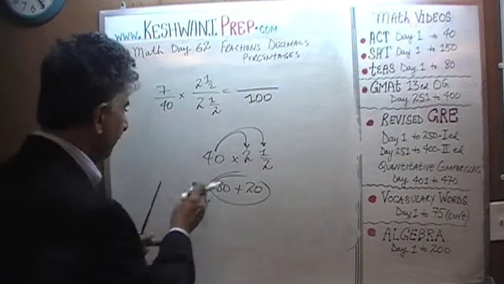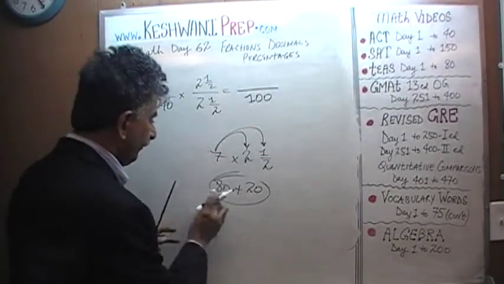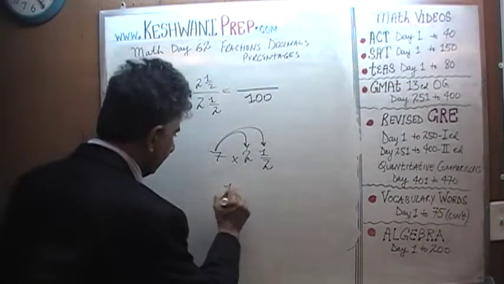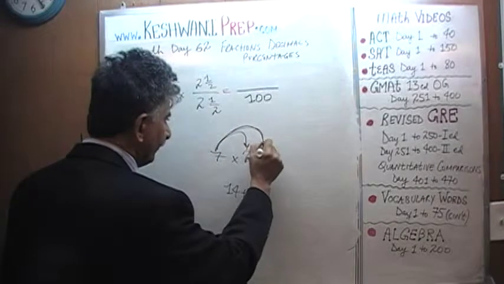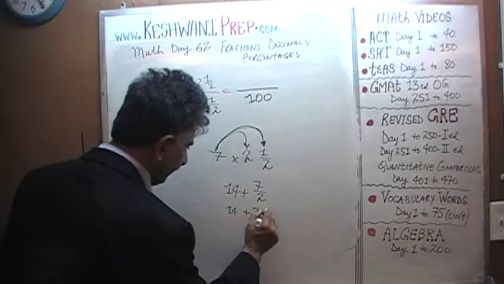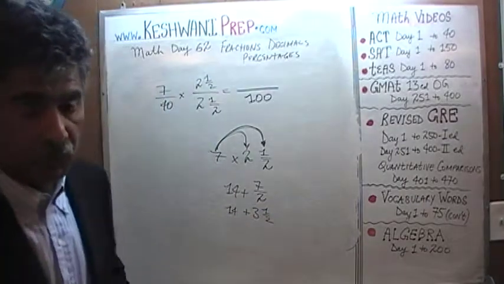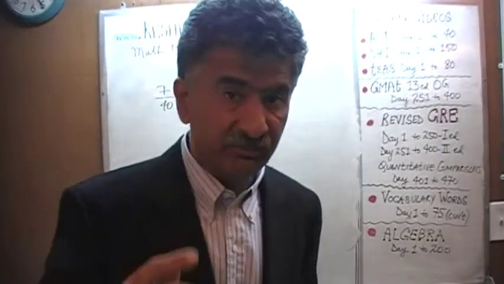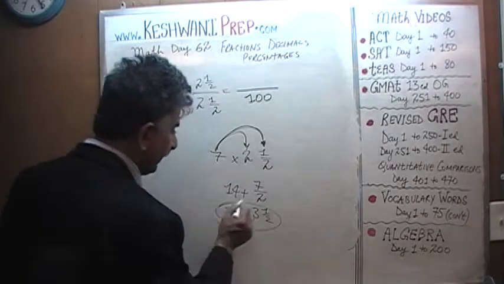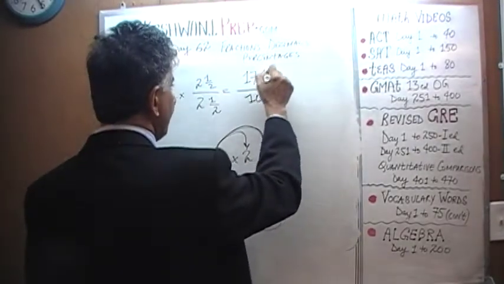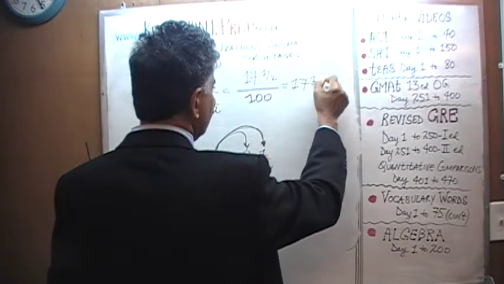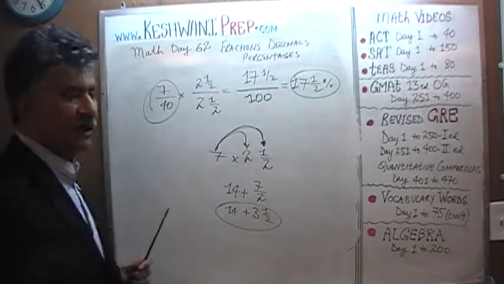Let's do 7 times 2.5. Same exact logic will apply, nothing different. 7 times 2 is 14, and 7 halves are simply 3.5, because 2 halves are 1, 4 halves are 2, 6 halves make a 3, so 7 halves will have 3.5. That's it, 17.5. On the top we end up with 17.5, and therefore this is the same as 17.5%.